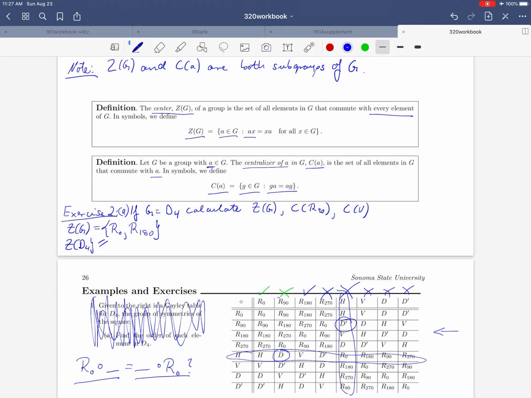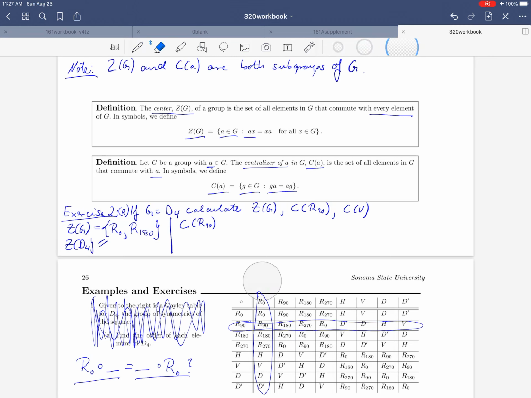Okay, now let's look at C of R90. Sorry, I misspoke. So we need to find the centralizer of the rotation R90. And let me do some cleanup so that we can look at that again. We already did a lot of the work, so hopefully this is not going to be that bad. We already went through R90 once and checked what all commuted. Oh, I need to fix that, sorry.